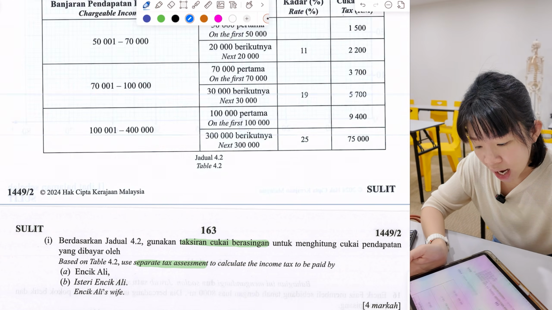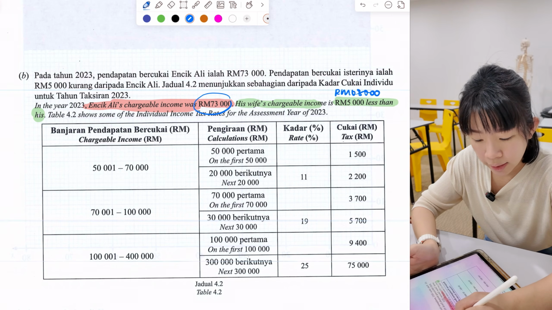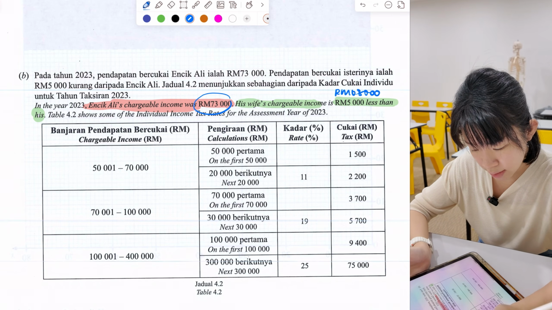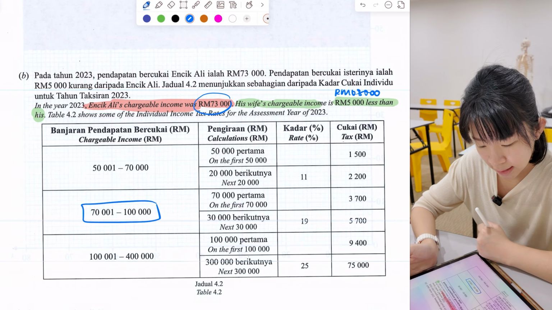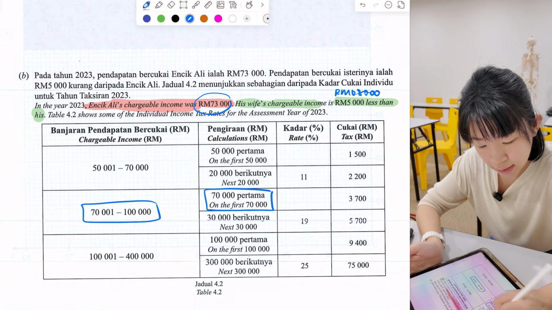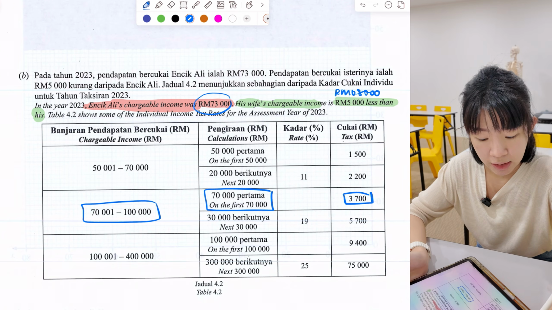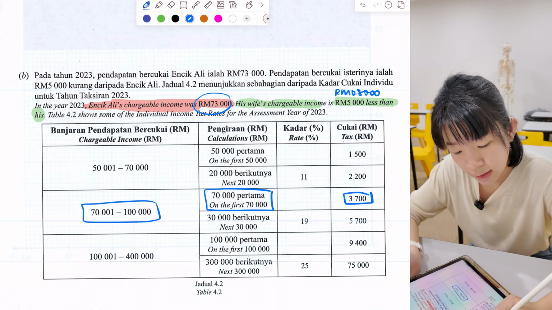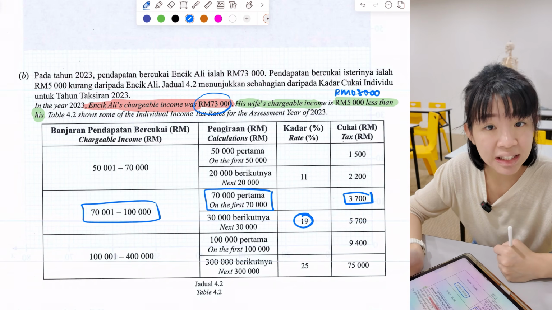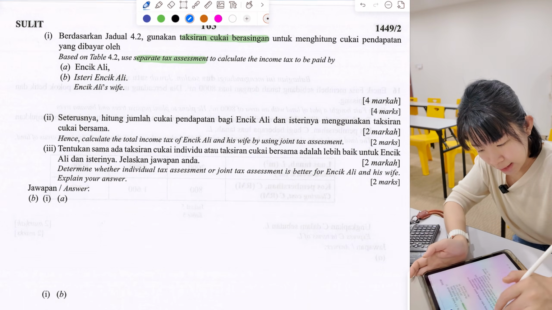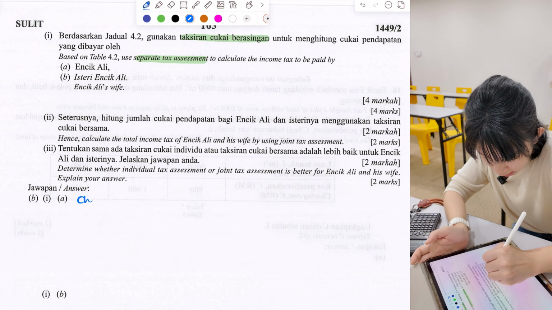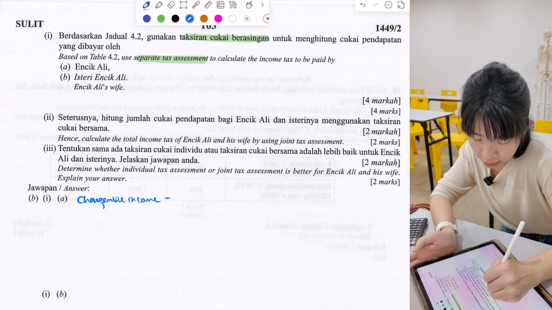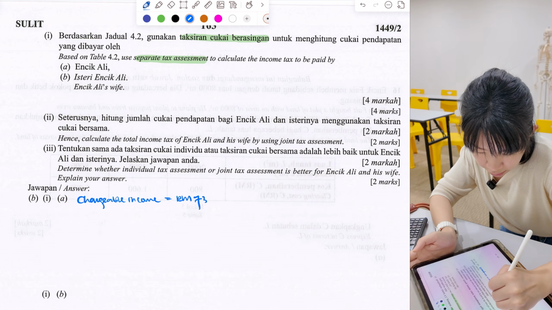So Encik Ali's chargeable income is 73,000. Okay, 73,000, straight away read from the table. So which category should we take? 73,000 is this one. In this category, the first 70,000 has to pay 3,700. If more than 70,000, we have to charge 19%. Okay, so for Encik Ali, chargeable income is 73,000.